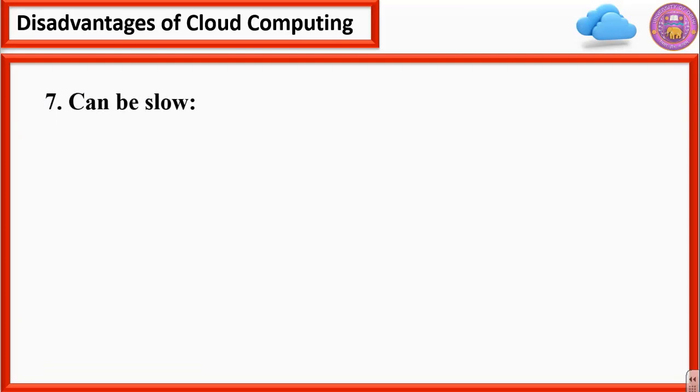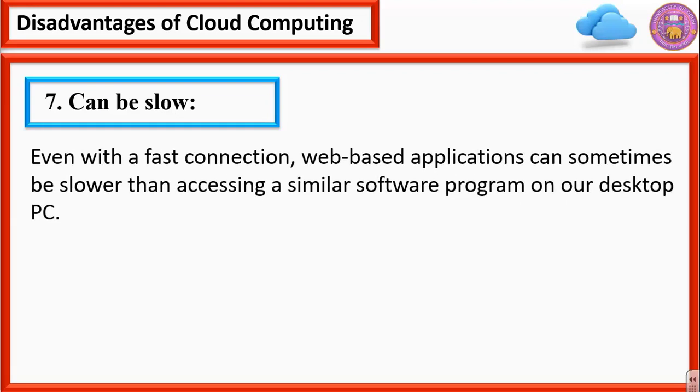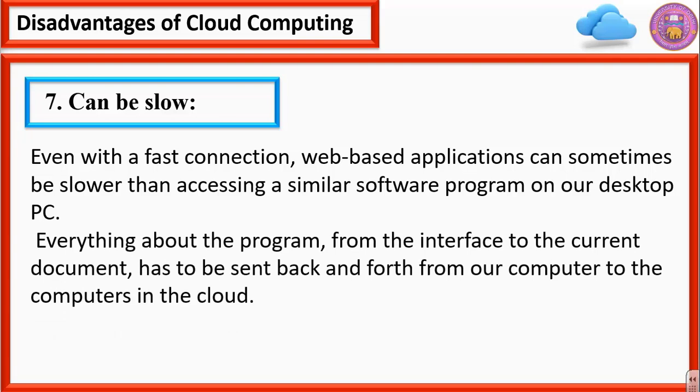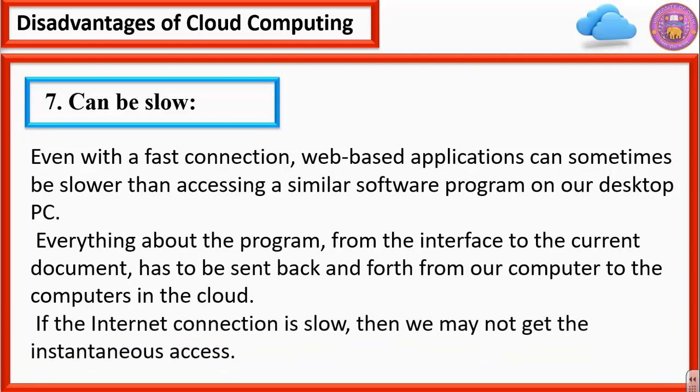Seventh, cloud computing can be slow. Even with a fast connection, web-based applications can sometimes be slower than accessing a similar software program on our desktop PC. Everything about the program, from the interface to the current document, has to be sent back and forth from our computer to the computers in the cloud. If the internet connection is slow, then we may not get instantaneous access.